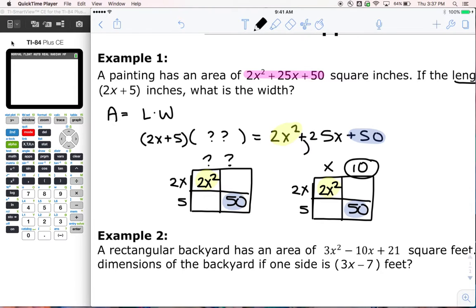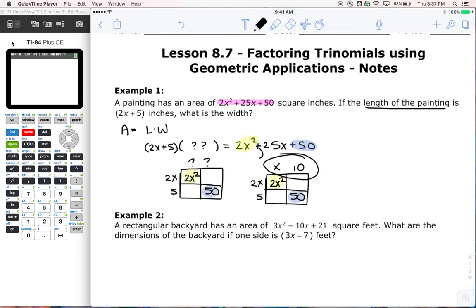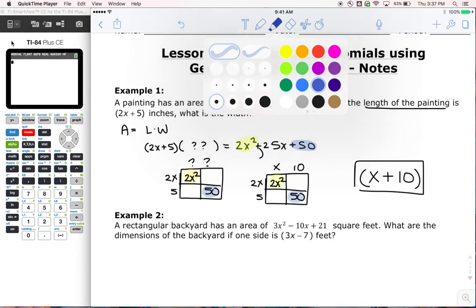So even though I don't know the other boxes in the square, I don't really need them because this was what I was looking for. I was looking for the width. I was looking for the other side of this box. So my answer is x plus 10. That has to be the width. That has to be what goes into the parentheses.